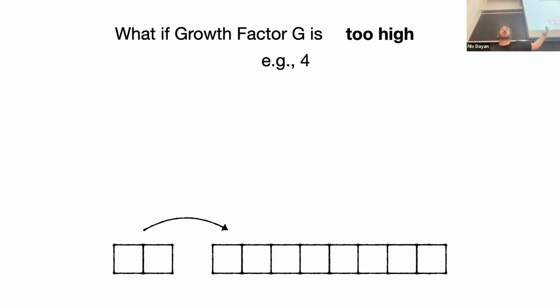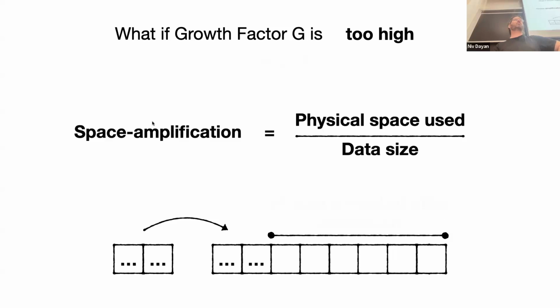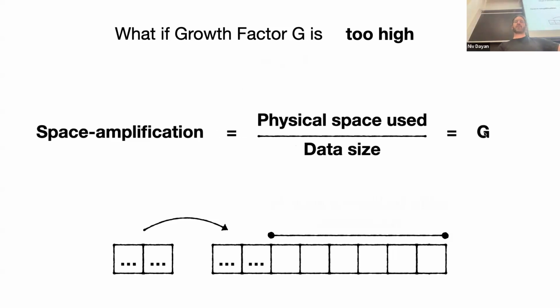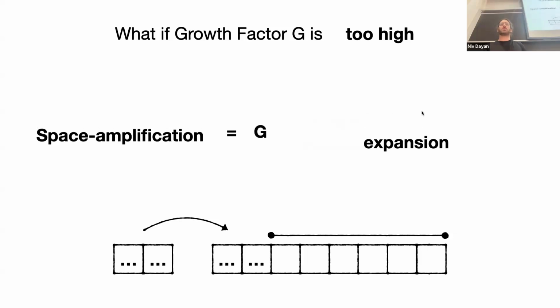Okay, say the size ratio is 4. Right after expansion, here's the issue. I'm wasting 4x space of the new array capacity. So let us define a term. The term is space amplification. Some of you have already seen this term. This is measured as the amount of physical space used by the array divided by the amount of data actually stored in there. So right after expansion, your space amplification is equal to the growth factor. In this case, it's 4. This reflects space amplification right after expansion.